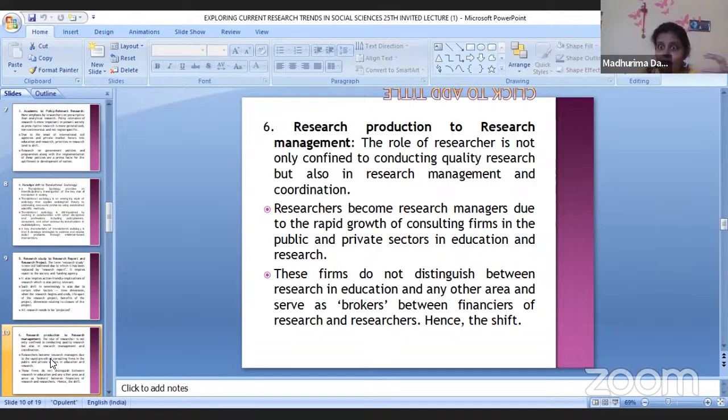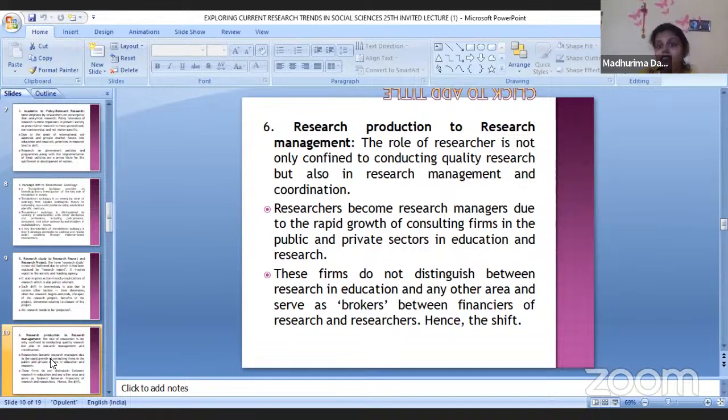And therein lies the problem, because these consultancy firms do not distinguish between research in education and any other areas. They think that research in education and any other areas are almost the same. There is no such difference between them. And thereby they act as brokers, BROKERS, between the financials of research and researchers.